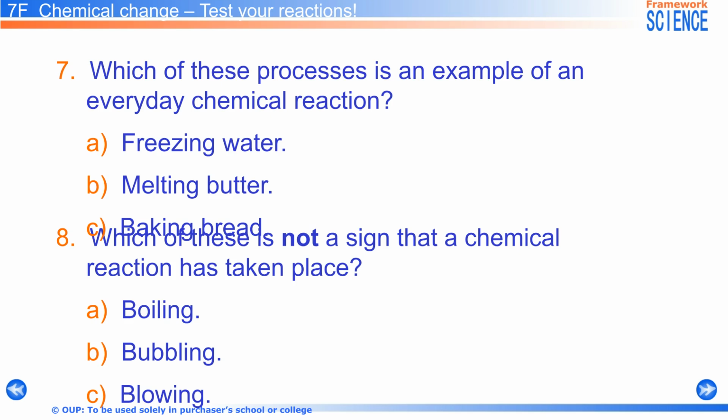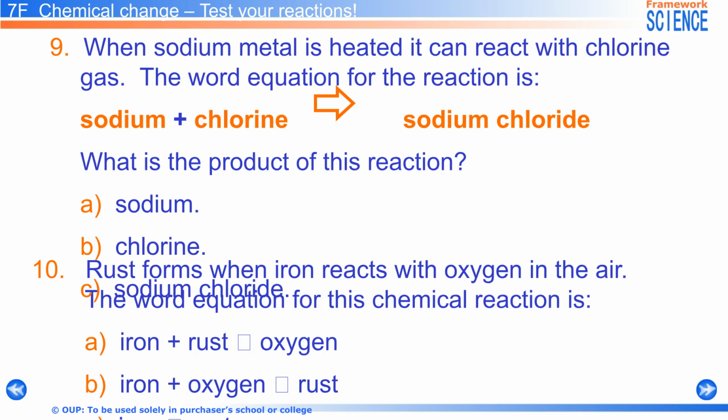Question 8. Which of these is not a sign that a chemical reaction has taken place? Boiling, bubbling, or blowing? Number 9. Sodium metal reacts with chlorine gas to form sodium chloride. What is the product of this reaction? Number 10. Rust forms when iron reacts with oxygen. The word equation is iron plus rust yields oxygen, iron plus oxygen yields rust, or iron yields rust plus oxygen.